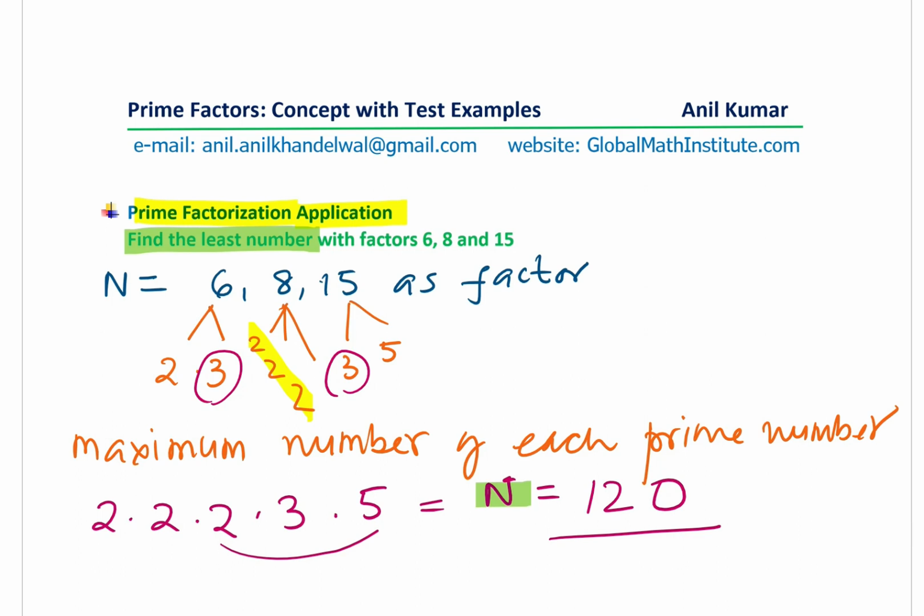You can see that 120 has all three factors, which are 6, 8, and 15. You can divide 120 by 6, 8, and 15 and you will get natural numbers. And that is how you can confirm. So I hope you have understood the process of getting the least number with the given factors. Perfect.